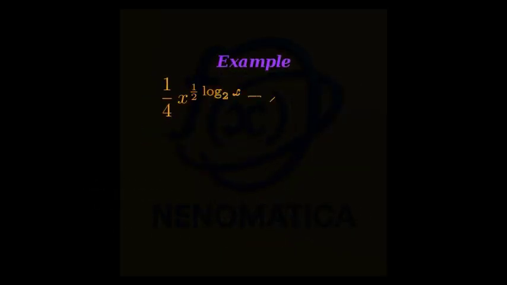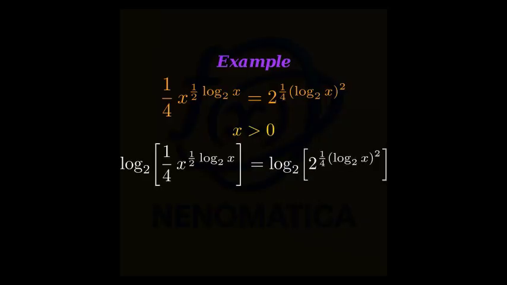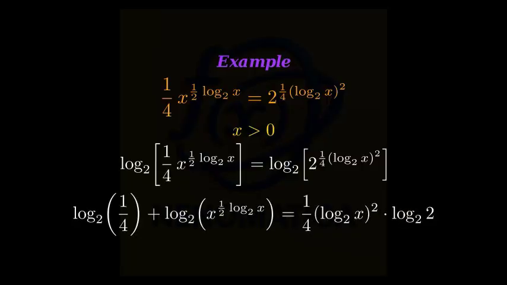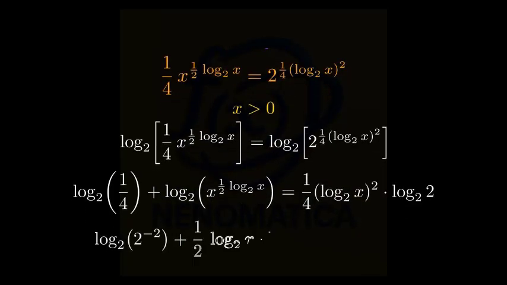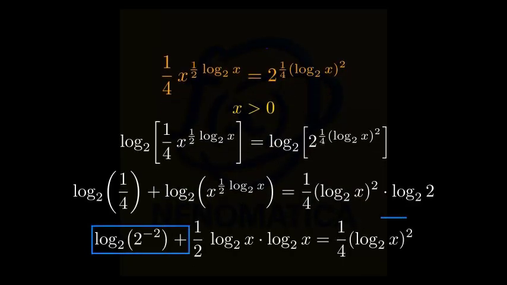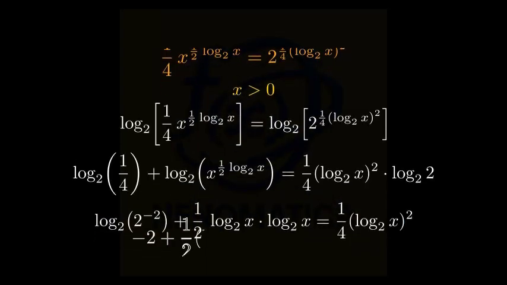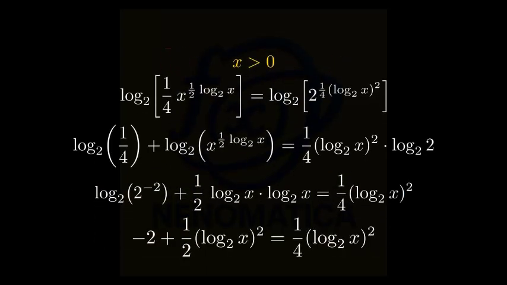We show the problem. Then we enforce the domain. Step 1. Take log base 2 of both sides to bring exponents down using log rules. Step 2. Apply the product rule and power rule of logarithms. Step 3. Rewrite 1/4 as 2 to the power negative 2 and simplify log base 2 of 2 to 1. Step 4. Evaluate log base 2 of 2 to the negative 2, which equals negative 2.